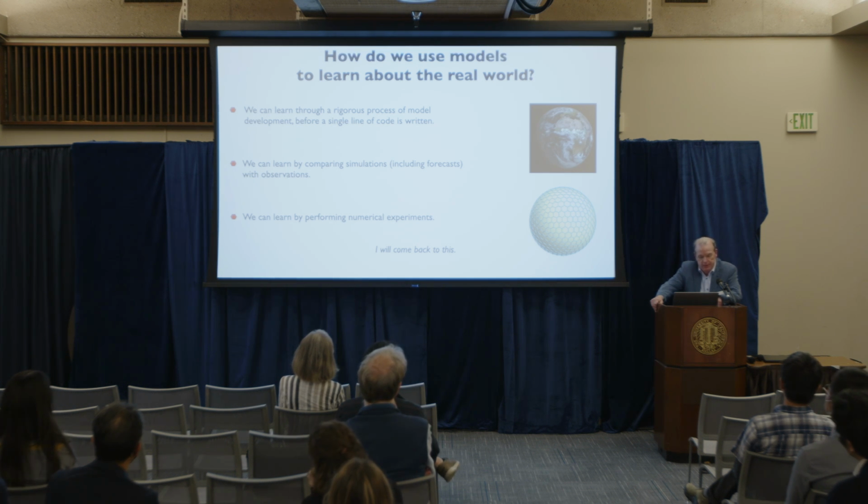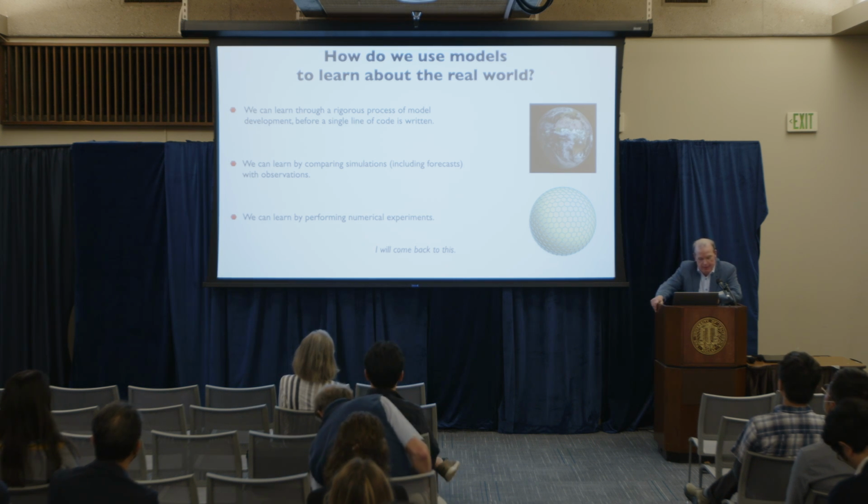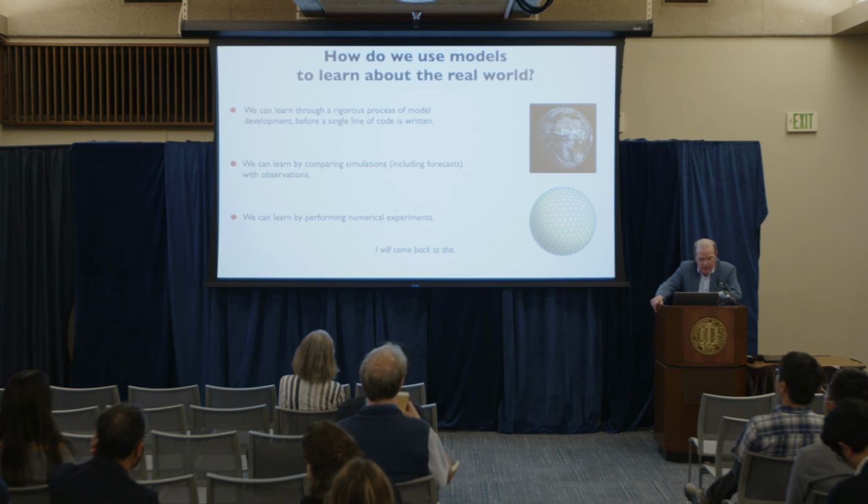Another way is to compare the results of simulations with observations and see what looks good and what looks bad, and then try to understand why. And the third way is to do numerical experiments, like taking out the Rocky Mountains or something. So any number of possibilities. I'm going to come back to this later. I'm going to set it up now.